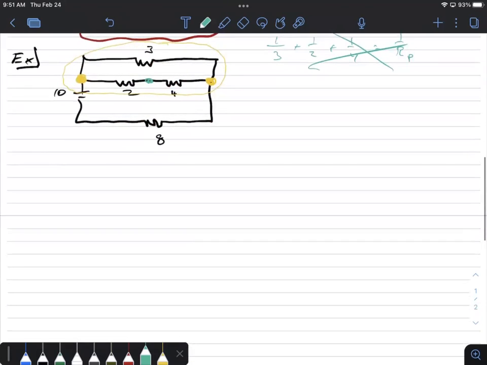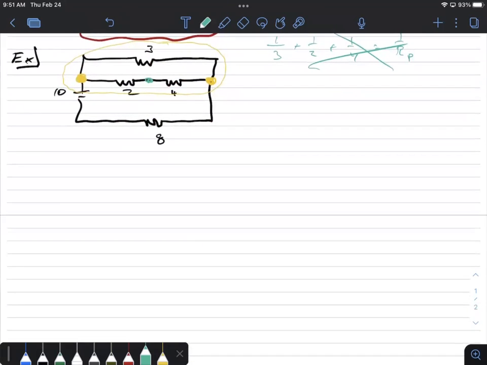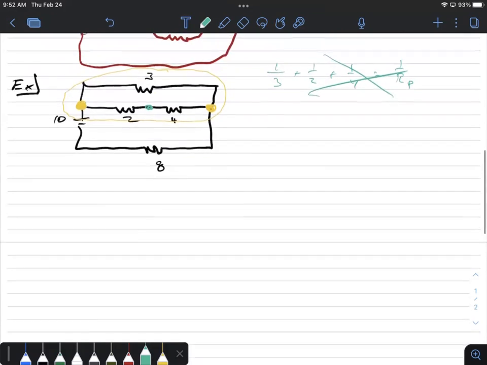Here, the 3 is not parallel to the 2, and it's not parallel to the 4, but rather what it's parallel to is this combination of the 2 and the 4. And of course, it's also obvious that the 2 is not parallel to the 4 at all. It's actually in series. So I can't use that first attempt.